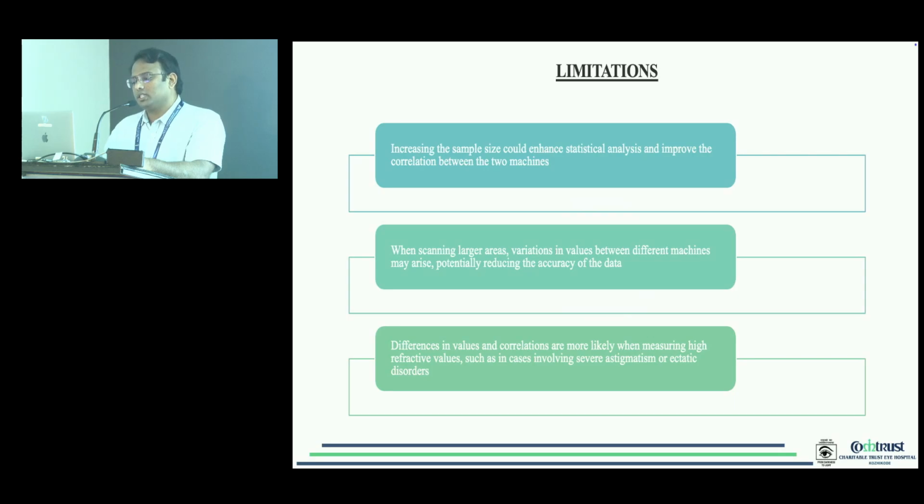Limitations are: increasing the sample size could enhance the statistical analysis and improve the correlation between the two machines. When scanning larger areas, variations in values between the different machines may arise, potentially reducing the accuracy of the data. Differences in the values and correlations are more likely when measuring high refractive values, such as in cases involving severe astigmatism or ectatic disorders.